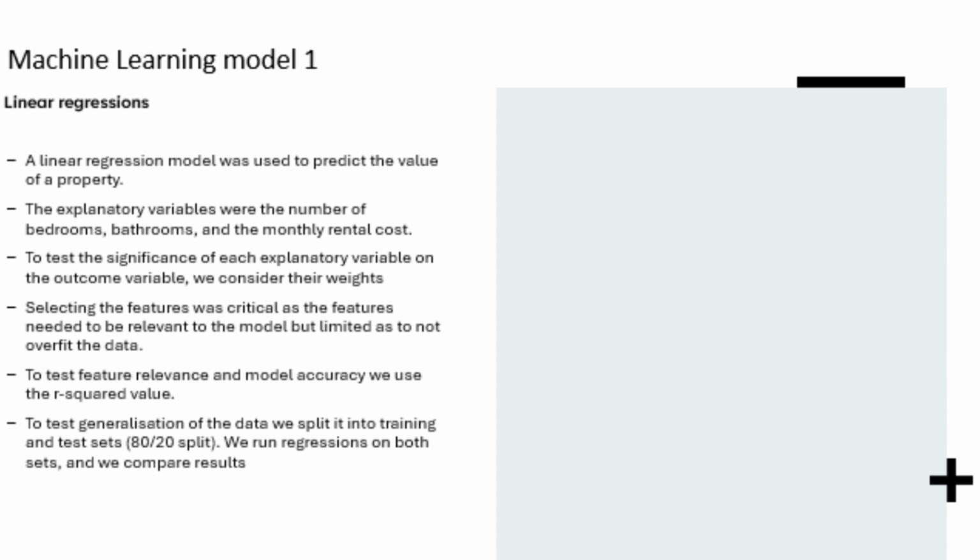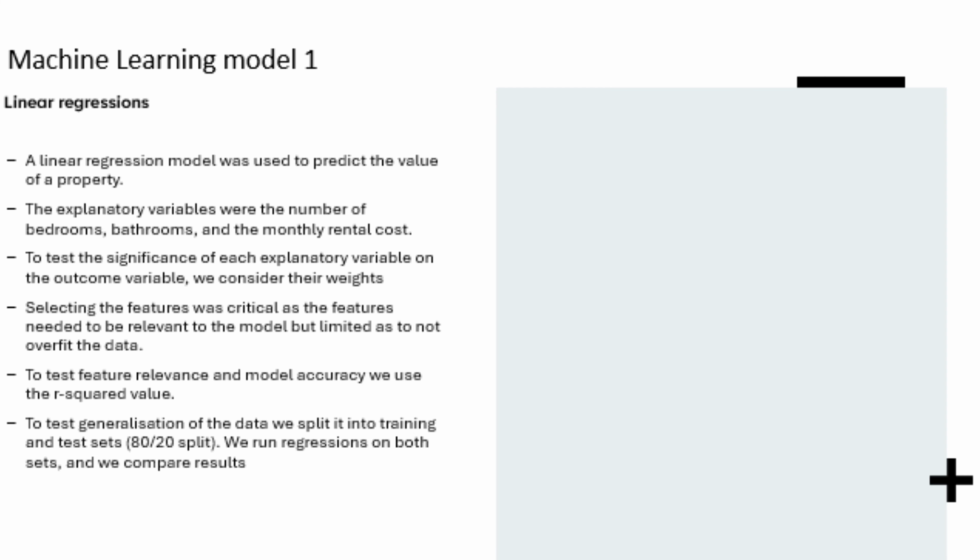The first machine learning algorithm used in this report was a linear regression model, and it was used to analyze the relationship between the outcome variable, which is the sale estimate of any given property, and multiple explanatory variables that include the number of bedrooms, the number of bathrooms, and the current monthly renting estimate. The model aims to predict the value of any given house in London. It estimates the weighted impact of each explanatory variable to evaluate how strongly each explanatory variable affects the outcome variable.